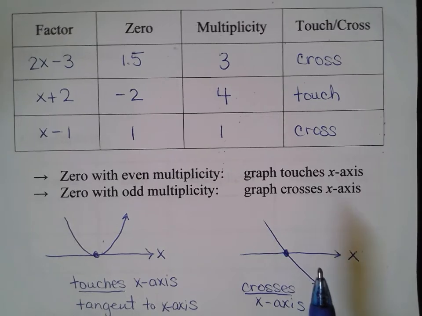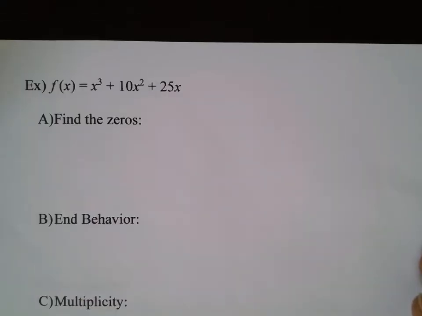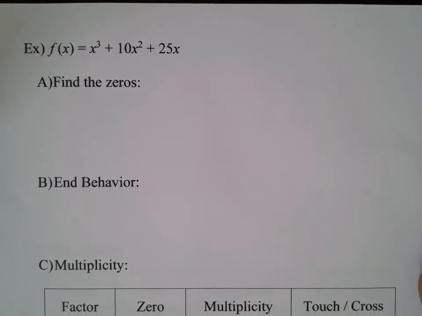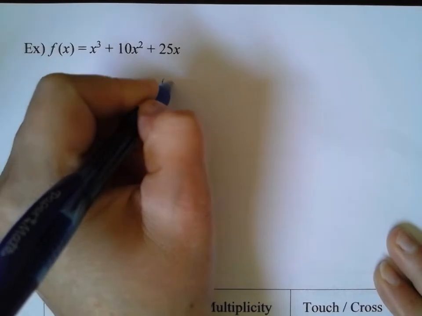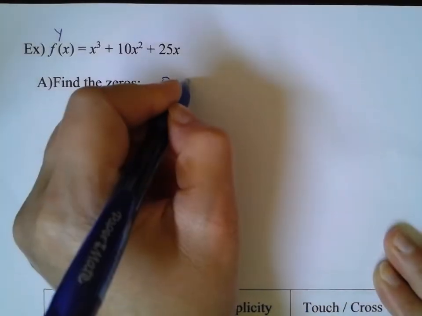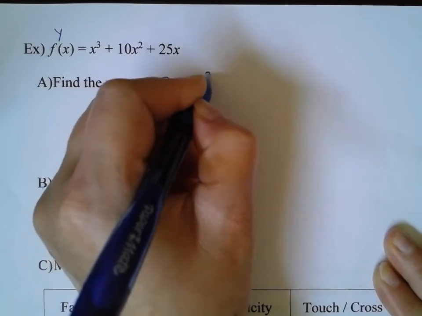So let's try it out. We're going to integrate this now with some of the things that we did in the last video. We're going to sort of do it all together. Okay, so we'll start with this function. We have x cubed plus 10x squared plus 25x. We want to find the zeros. So we're going to set f of x, which is y, equal to 0.